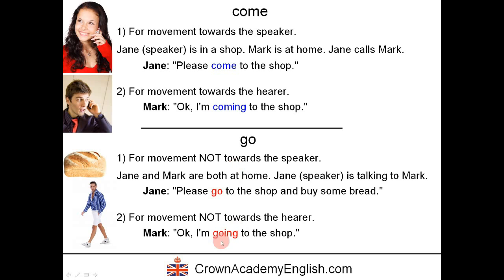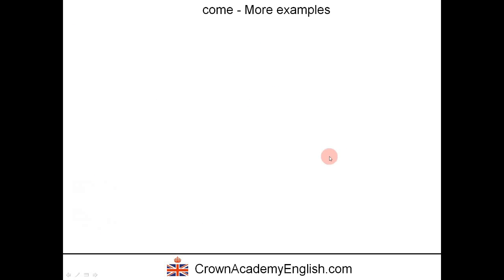Therefore, we use go. I'm going to the shop. Coming to the shop here would be wrong. It would be a big mistake. Okay, so this is what you really need to learn and understand. This important difference between go and come. So you see, it really depends on the position of the speaker and the hearer. Okay? So let's look at some more examples.